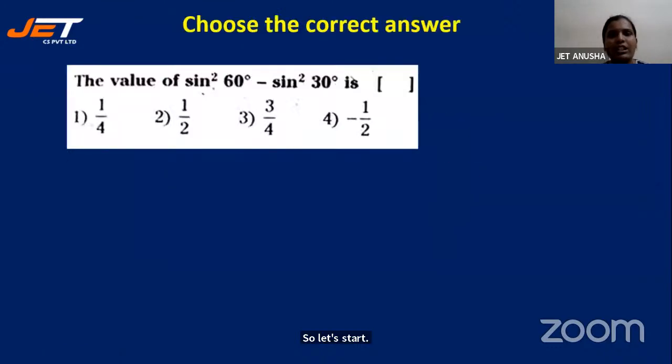So the first question is, the value of sine square 60 degrees minus sine square 30 degrees is, what is the answer? First option is 1 by 4. Second option is 1 by 2. Third option is 3 by 4. And fourth option is minus 1 by 2.